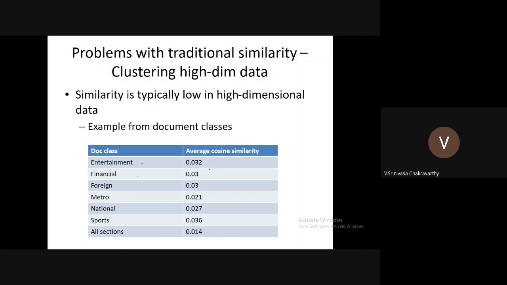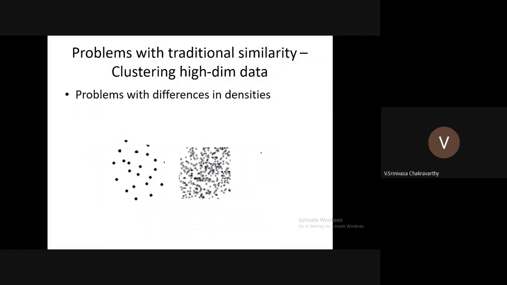If that is the case, then how can you just apply some threshold to proximity and say, more than this threshold, it is good, both data points are in the same cluster? So that is one point with high dimensionality. The other point is again a problem we've been facing quite often, which is the problem with differences in densities, or variability in density.